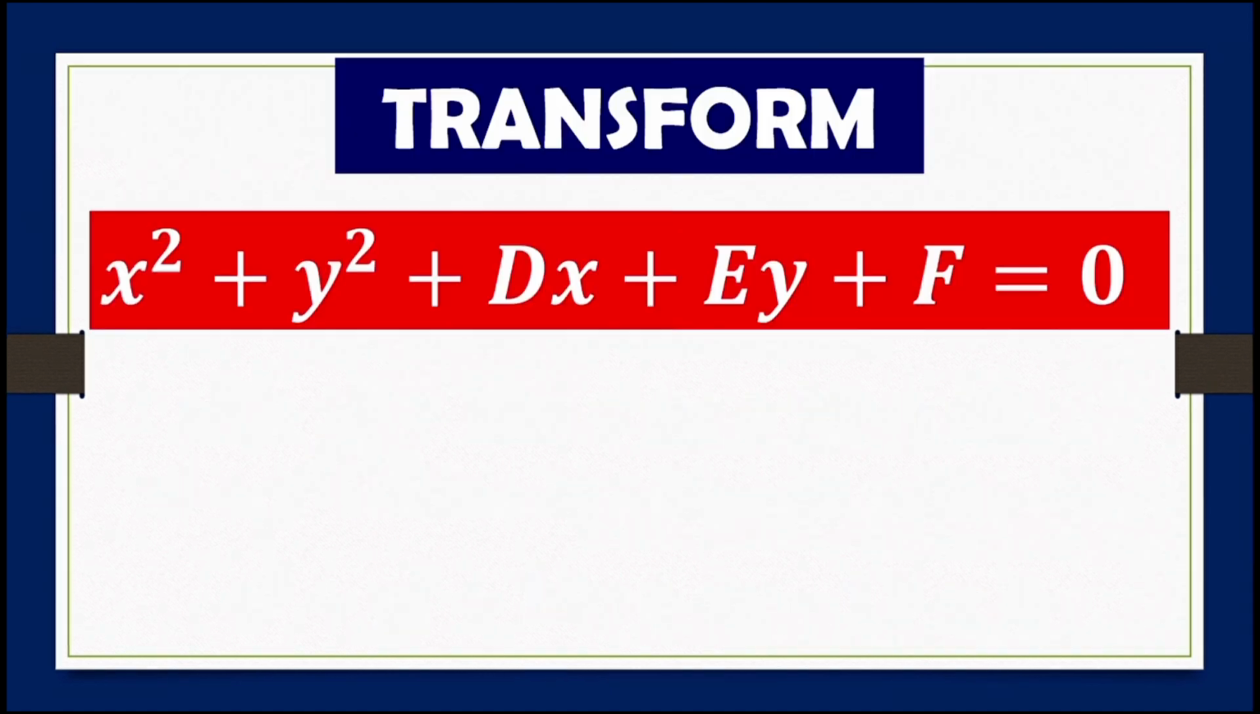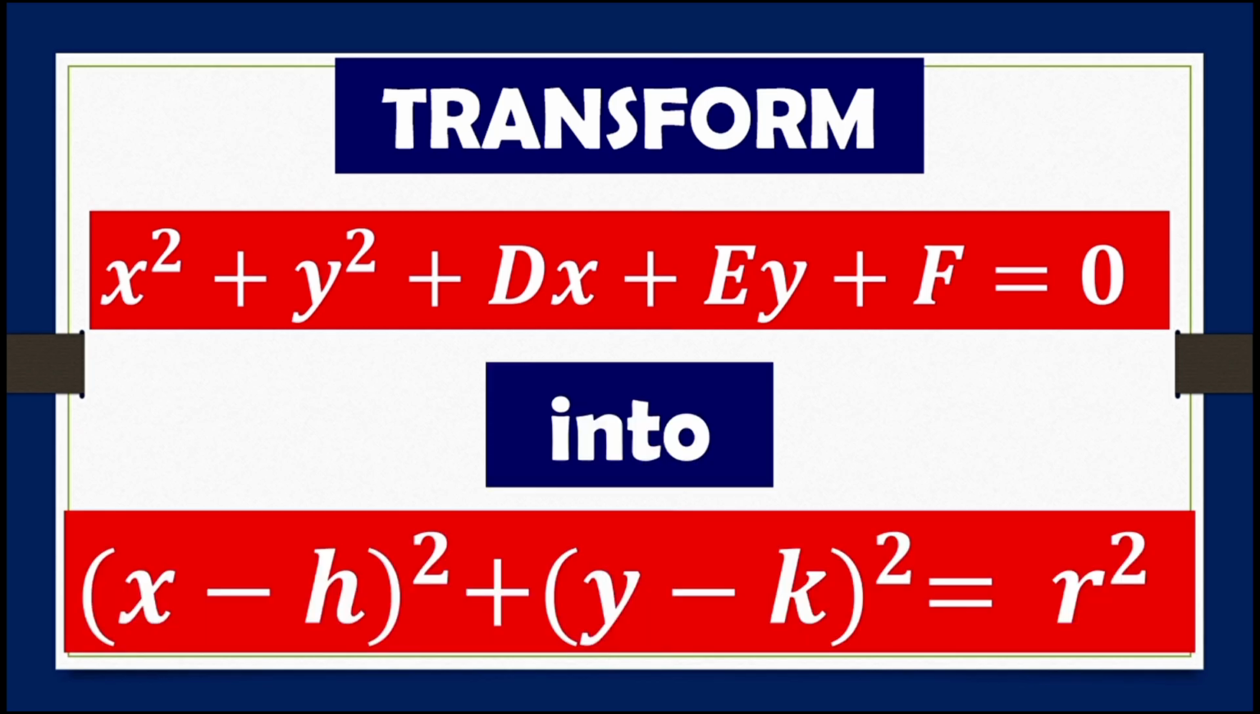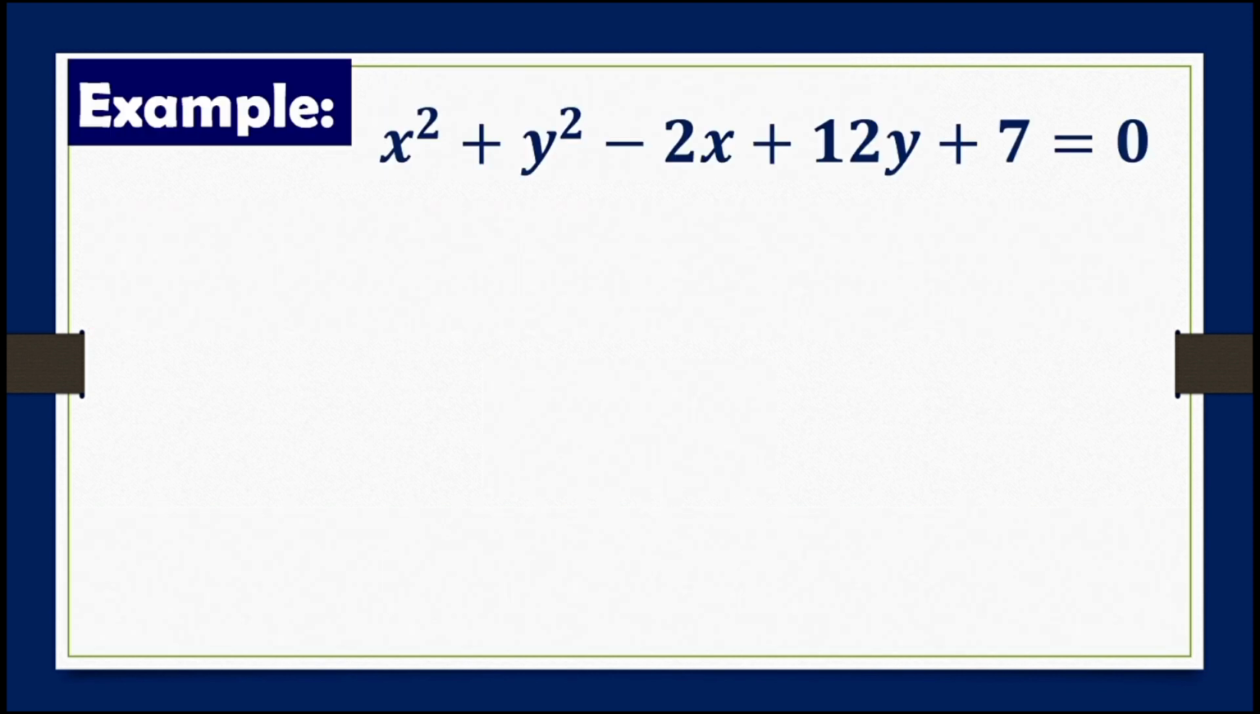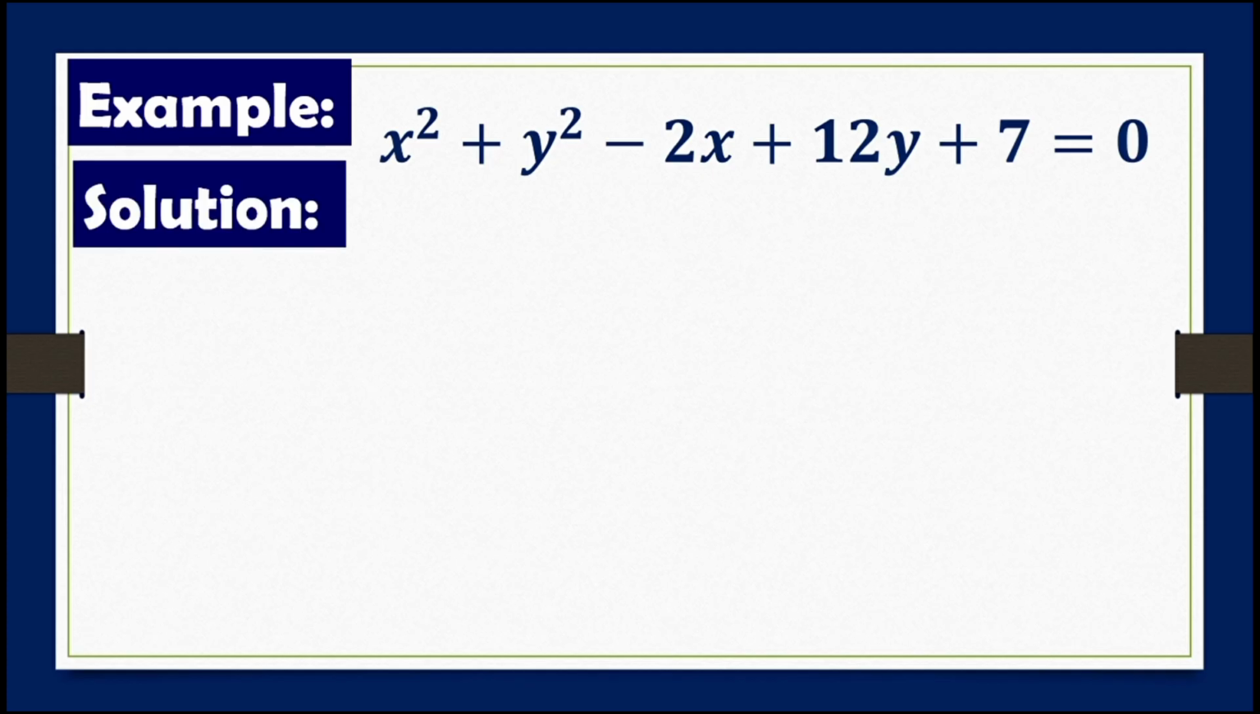Let us also transform the general equation of our circle into (x − h)² + (y − k)² = r². Let's have our first example. Let's transform x² + y² − 2x + 12y + 7 = 0 into standard form. So what would be our solution?